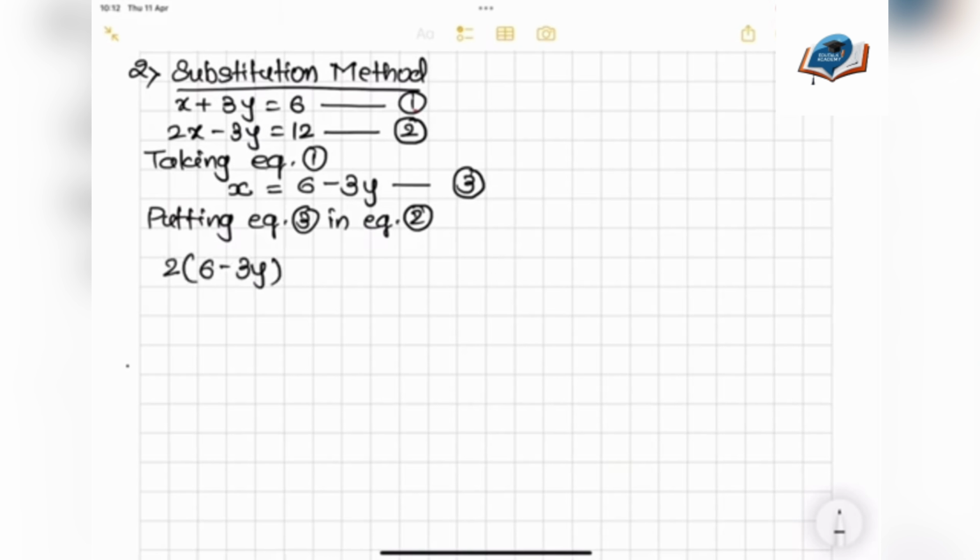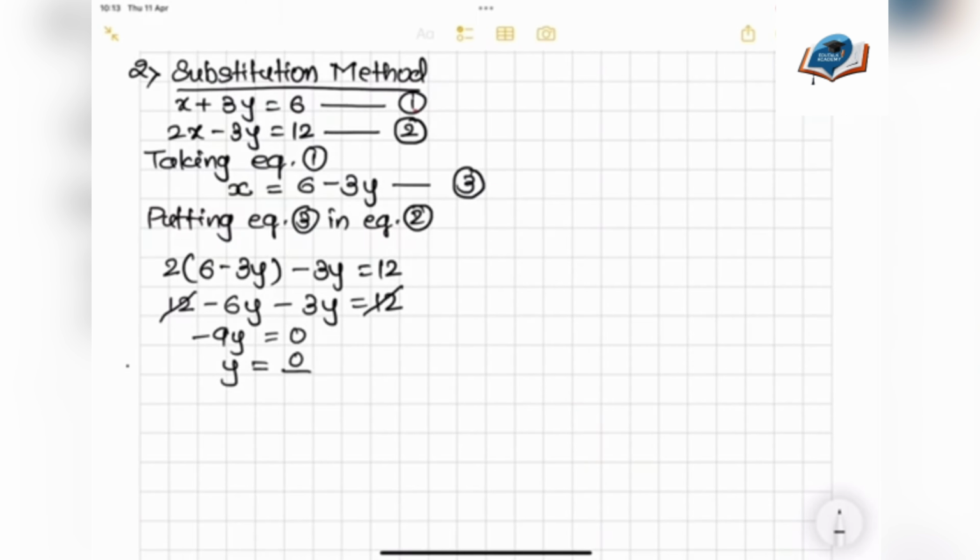I am putting equation 3 into the other equation, so therefore it will be 2 into 6 minus 3y, minus 3y equal to 12. So now I got 2 6 are 12 minus 2 3 are 6, so minus 6y minus 3y equal to 12. On both sides 12 is there, so I can cut. So I can say minus 9y equal to 0. So y equal to 0 upon minus 9, so y equal to 0. Now I got the value of y.